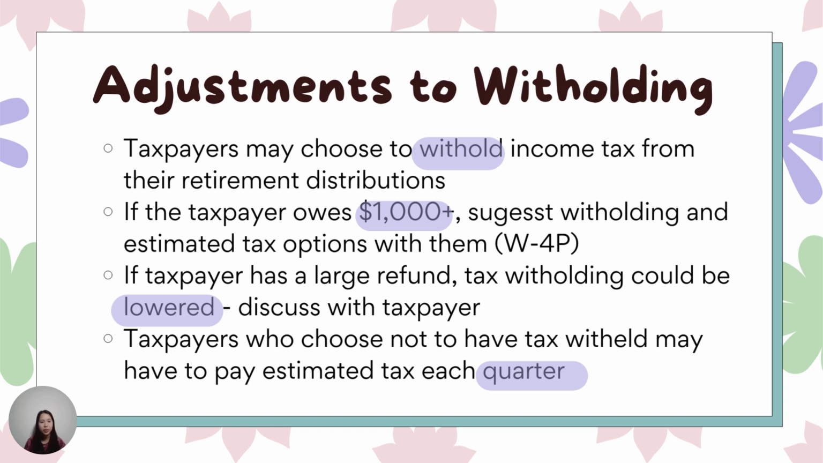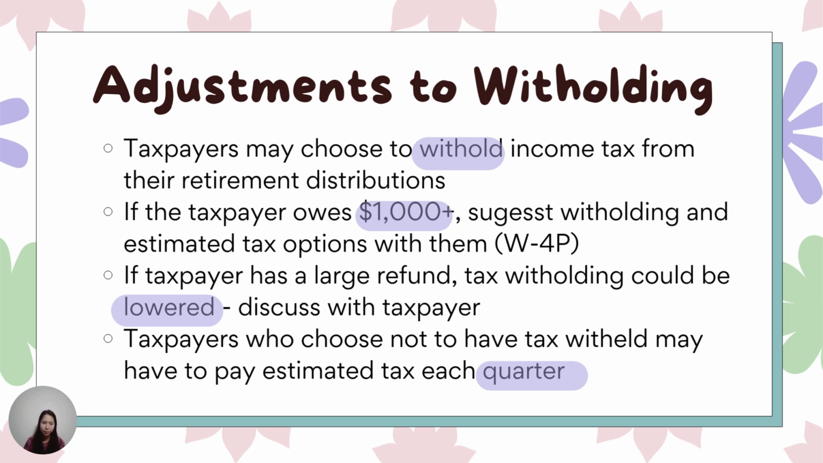And then the final thing we're going to go over is adjustments to withholding. Taxpayers may choose to withhold some income tax from their retirement distributions each year, meaning they'll decide to pay the government a little bit of tax throughout the year with regards to their retirement distributions. If the taxpayer owes $1,000 or more at the end of the year during the return, as a VITA intern, you should suggest withholding or estimated tax options, meaning you should point them in the direction of withholding a little bit more so that they don't have to pay as much at the end of the year.